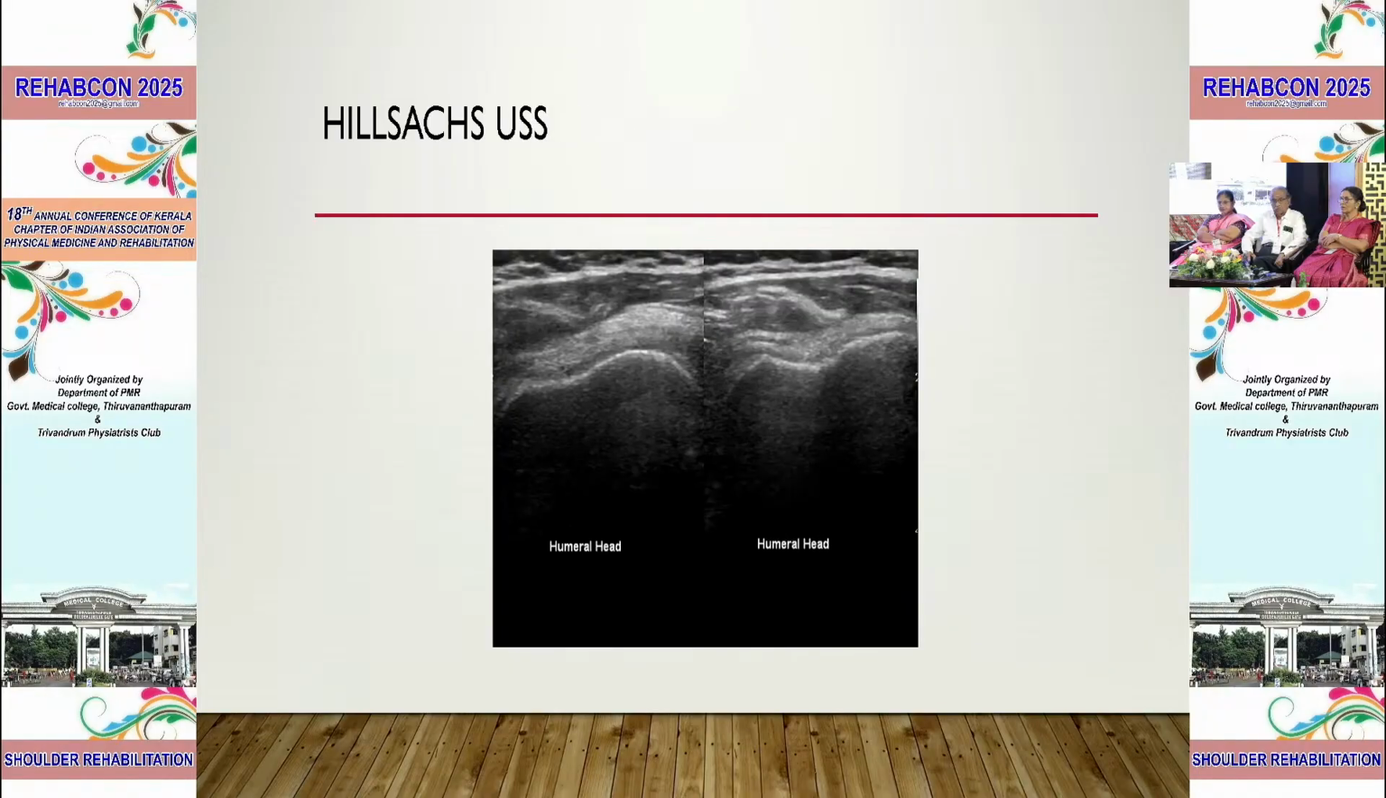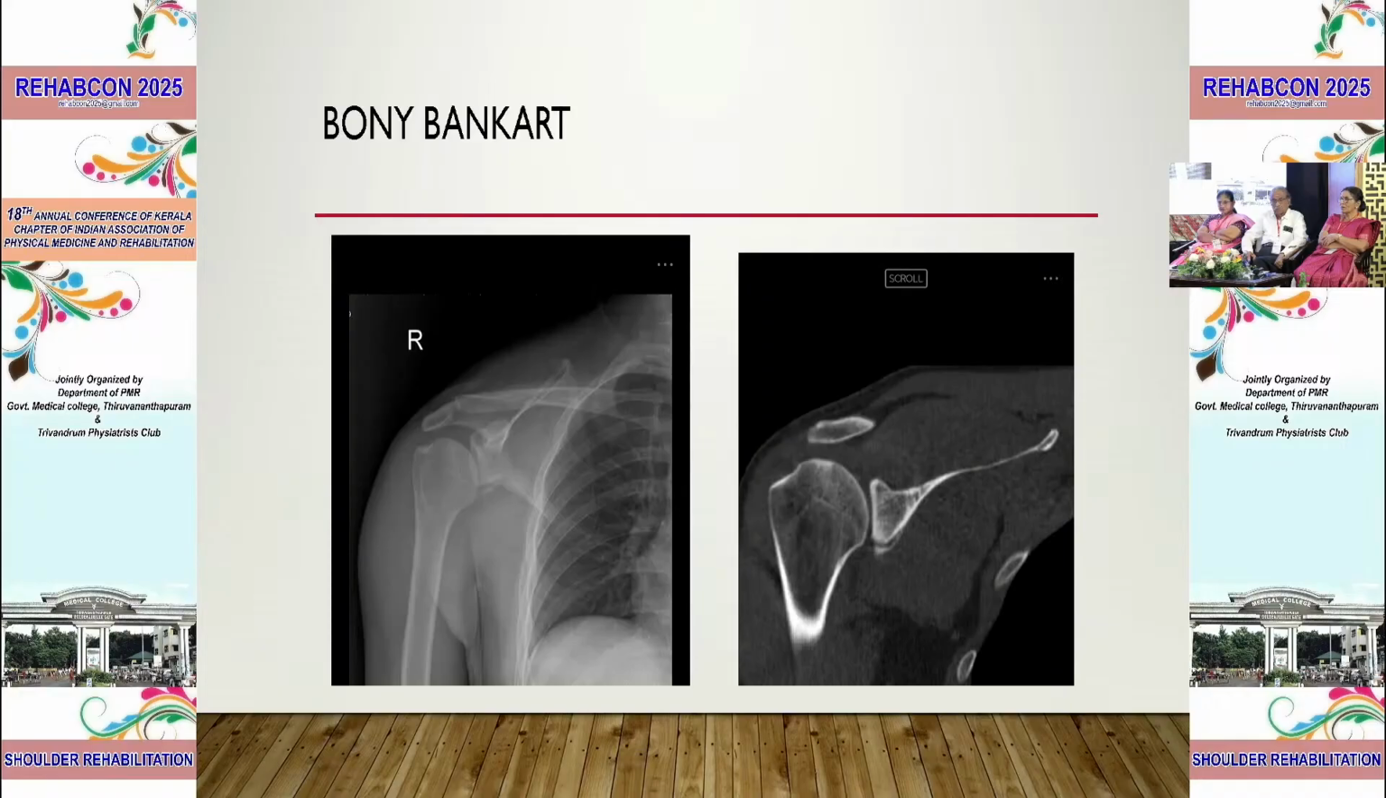In ultrasound, you can see the contour of the posterolateral aspect of the humeral head. If you look there, there's a normal humeral head, and you can see the contour is different. Very closely you have to look. In a bony Bankart, you can see on X-ray itself the lower part of the glenoid aspect.